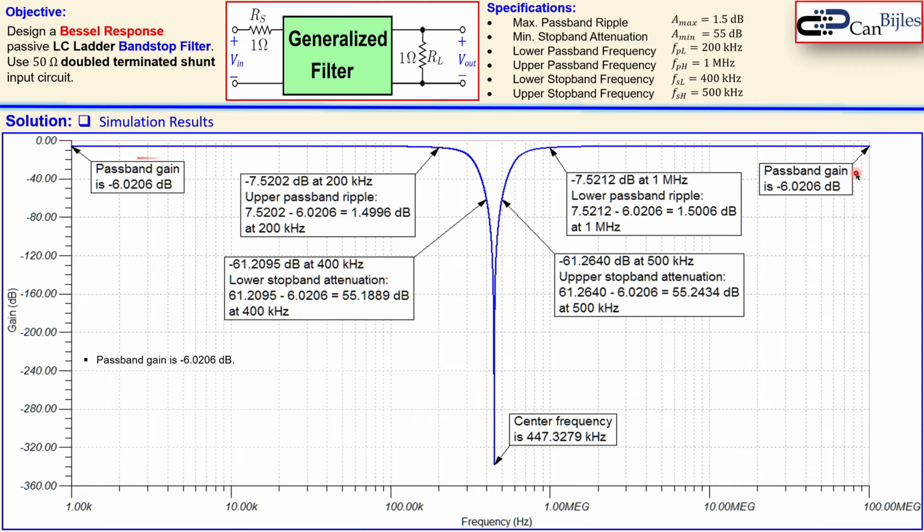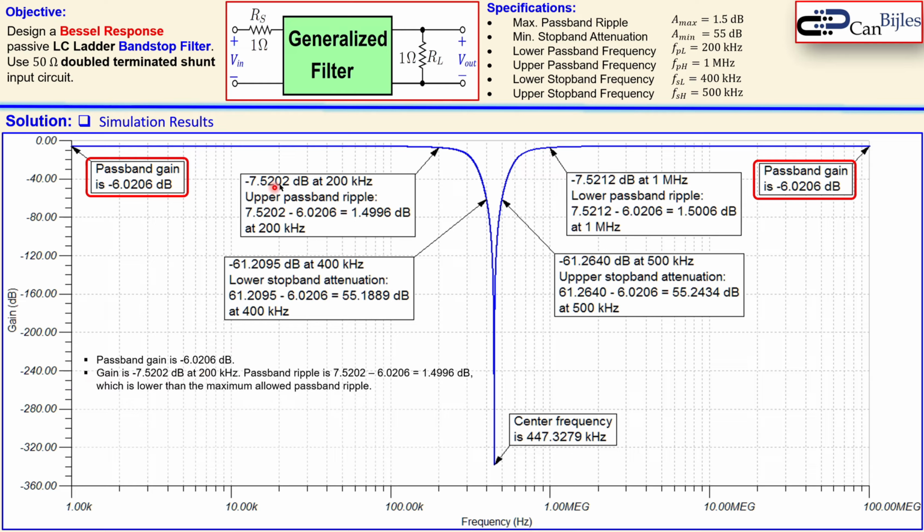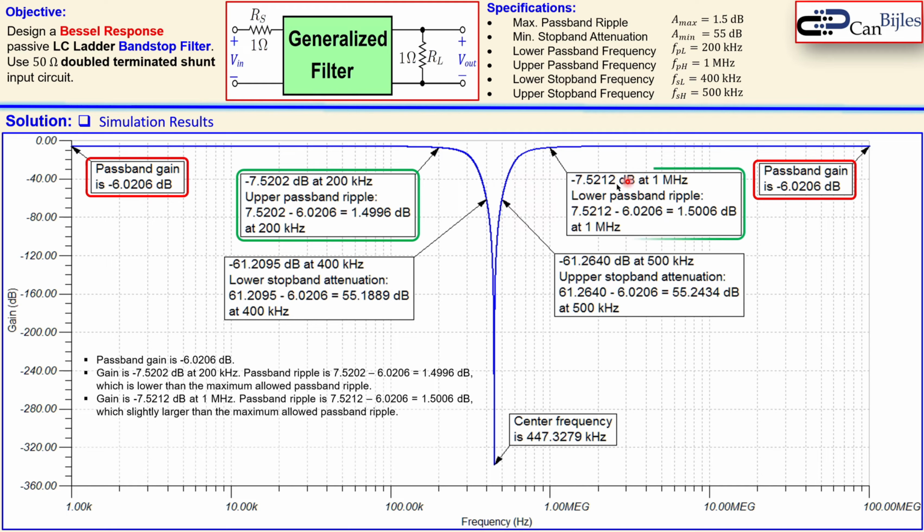And similar for very high frequencies, you get these 2 levels. The next one is the gain at this 200 kHz, which is our lower passband frequency. Now it has a value of this one, but the base value was this, so going down from minus 6.02 dB to minus 7.5 approximately, is going down by approximately 1.5 dB, a little bit less. So the maximum passband ripple is achieved because it is lower than this 1.5 dB maximum allowed. And now for the upper one, you see a similar value, but it is a hair larger, so 1.5006 dB at 1 MHz.